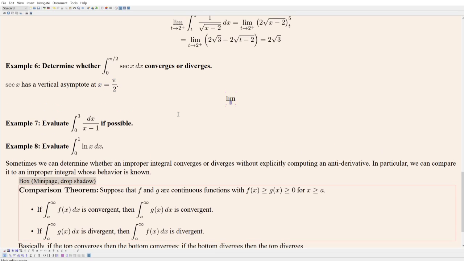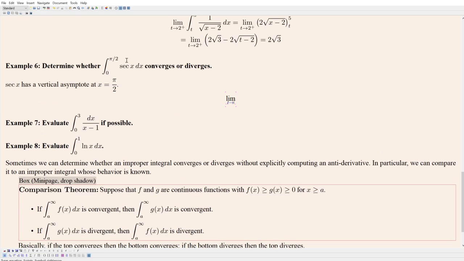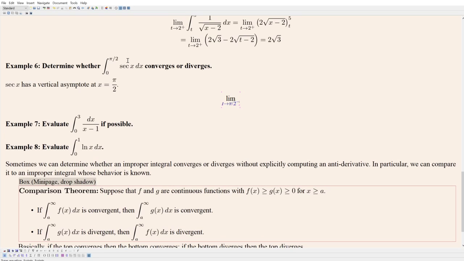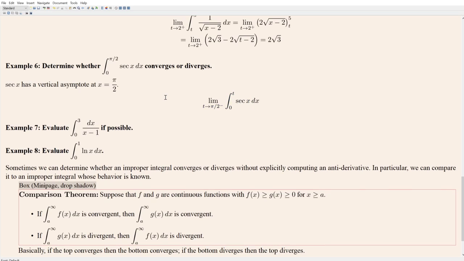So, we take the limit as t approaches the problem point. In this case, we are approaching it from the left. That may or may not end up mattering, but it's important to make sure that we're getting the orientation correct. Integral from 0 to t, secant x dx.